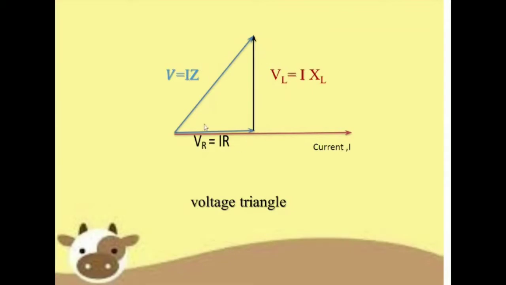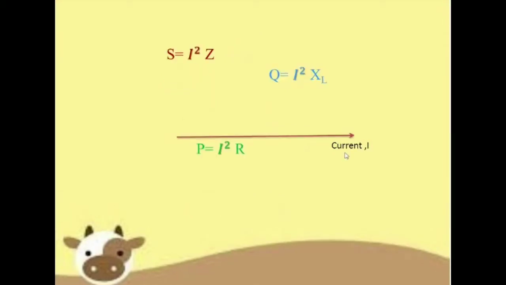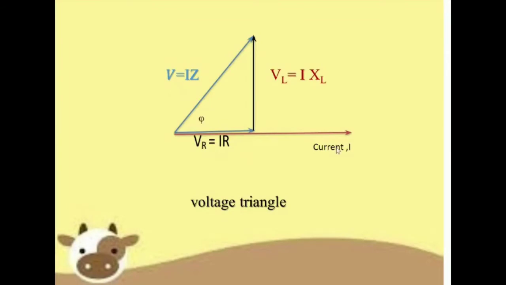So the total applied voltage in this RL series circuit is given by the phasor sum of VR and VL, that is equal to V, which is given by I into Z. So this is the voltage triangle. Here also we have phi. The total voltage in the circuit is given by capital V. Total current in the circuit is I. So the cosine of the angle between total voltage and current is given by the power factor. So VR by V, or R by Z again.